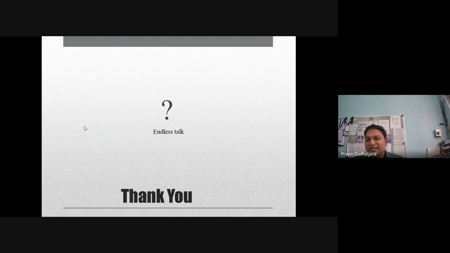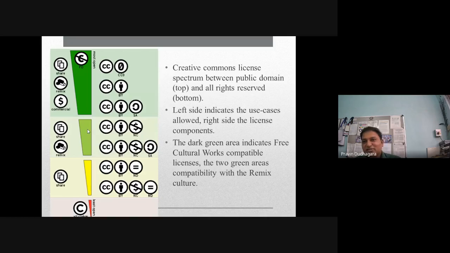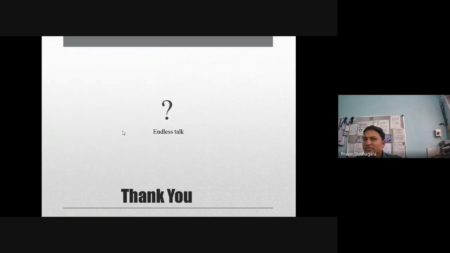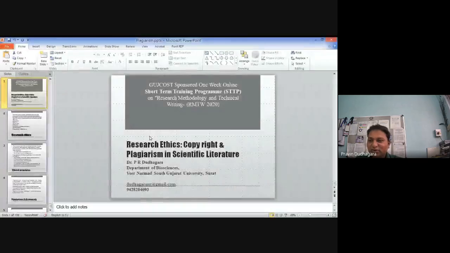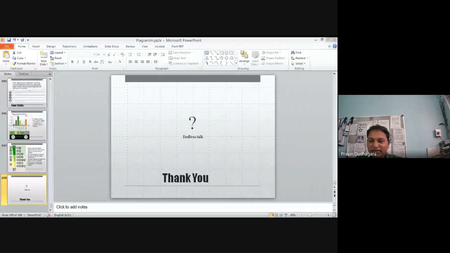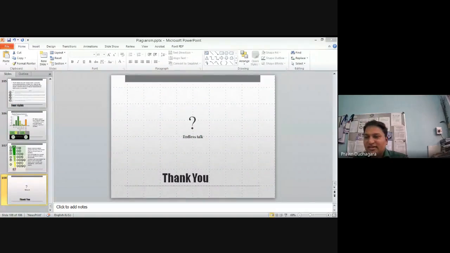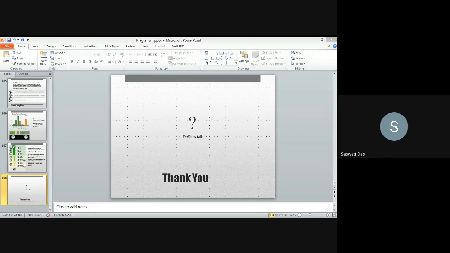Okay, this is regarding the copyright information, licenses of copyrights, plagiarism, and the tools and techniques which are available in the public domain. If there is any question regarding that particular part, I am willing to reply to that question.